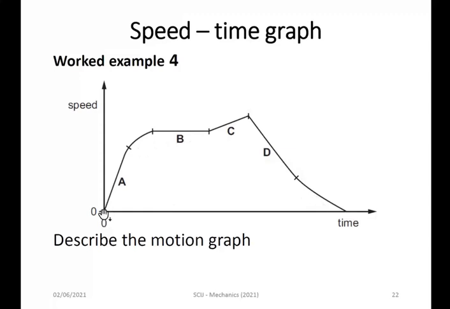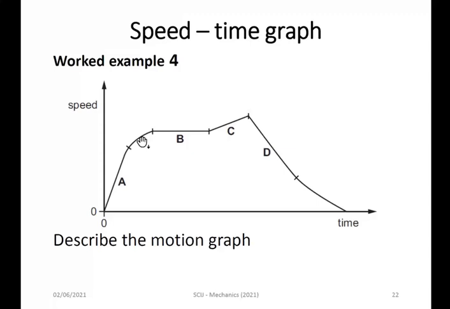Now, it started from the origin, and the speed was 0. Then it started moving until this point. During this section of the journey, it was accelerating because the speed was increasing. If we had figures on the axis, then you could calculate the gradient, but we don't have any figures on the axis, so we just describe it. So it was accelerating, it was increasing in speed.